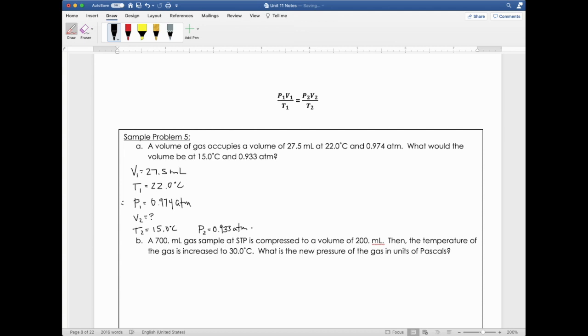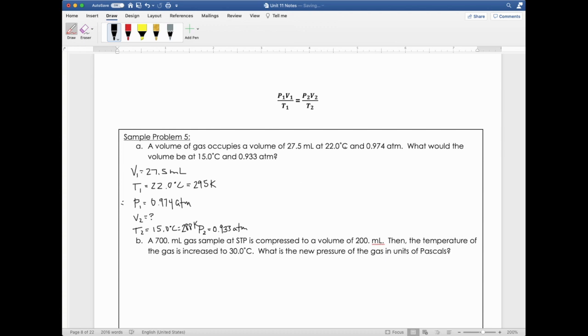So I don't have any of those constant. Volume's not constant, neither is temperature nor pressure. So I do have to use the combined gas law here. We do have to convert units of temperature to Kelvin as always. So if I add 273 to this, 22 degrees Celsius is 295 Kelvin. And 15 degrees Celsius is 288 Kelvin.